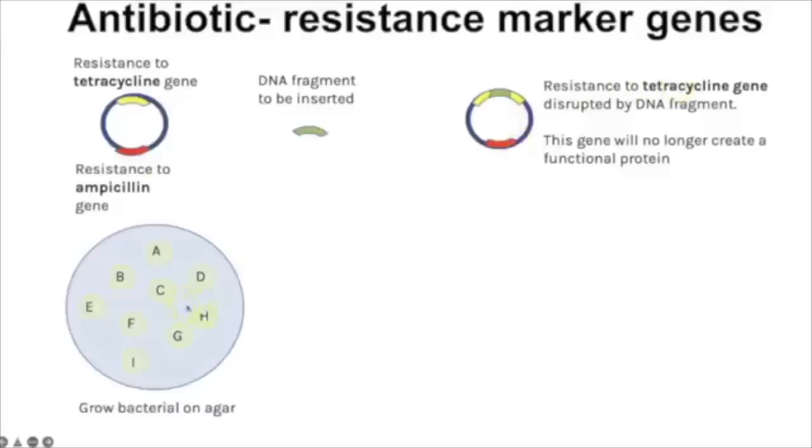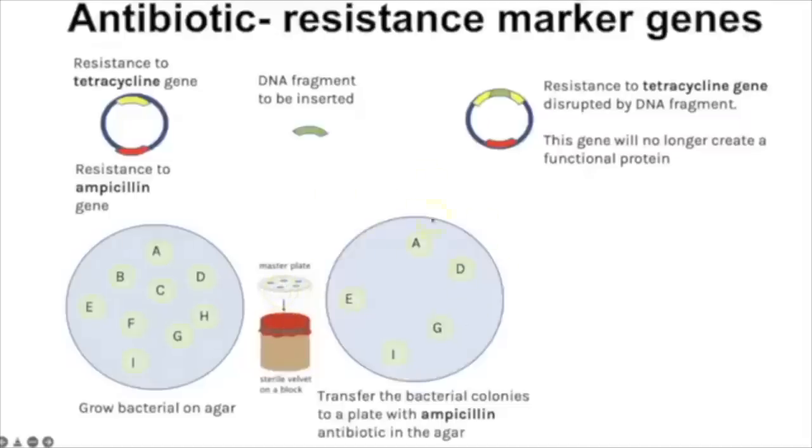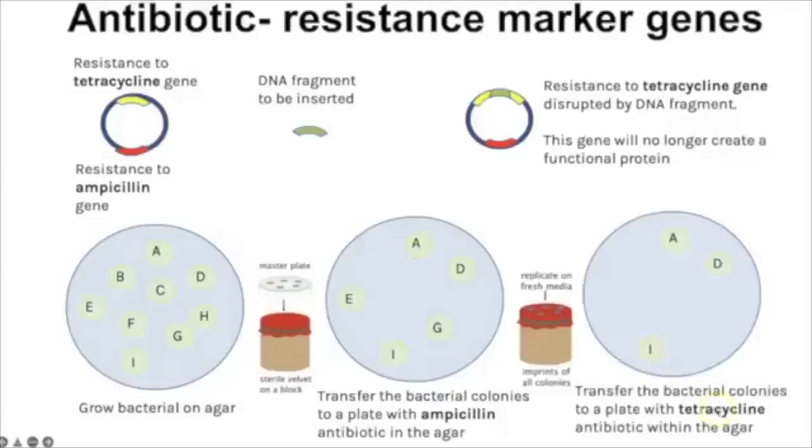So we then grow the bacteria on agar, and we can see these different colonies have grown. We then transfer a copy of those colonies in the exact position using this velvet block. So you basically stamp it on top of your agar plate, and then you place that on top of a new agar plate. This time it's an agar plate with the antibiotic ampicillin dissolved within it. And what we can see is which colonies are now killed off because they are not resistant to ampicillin. We then do the same thing again. Now we transfer those colonies onto a second plate which contains the antibiotic tetracycline within the agar. And we can see we now only have 3 colonies left.